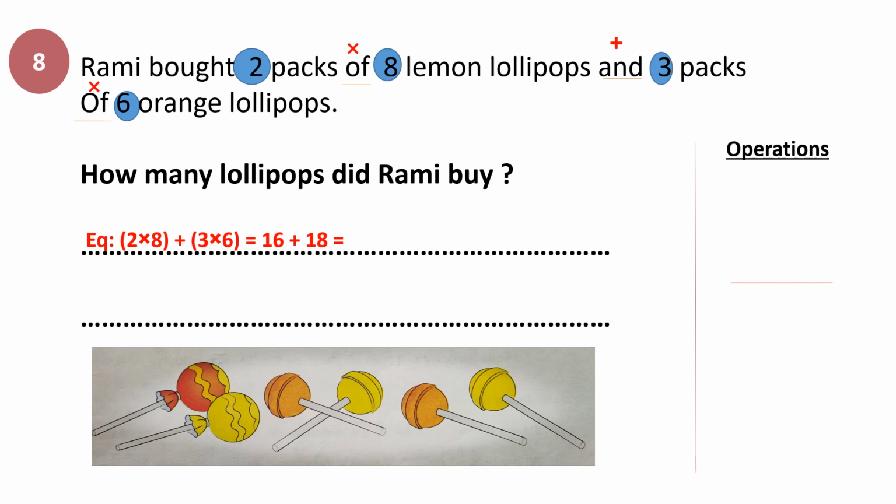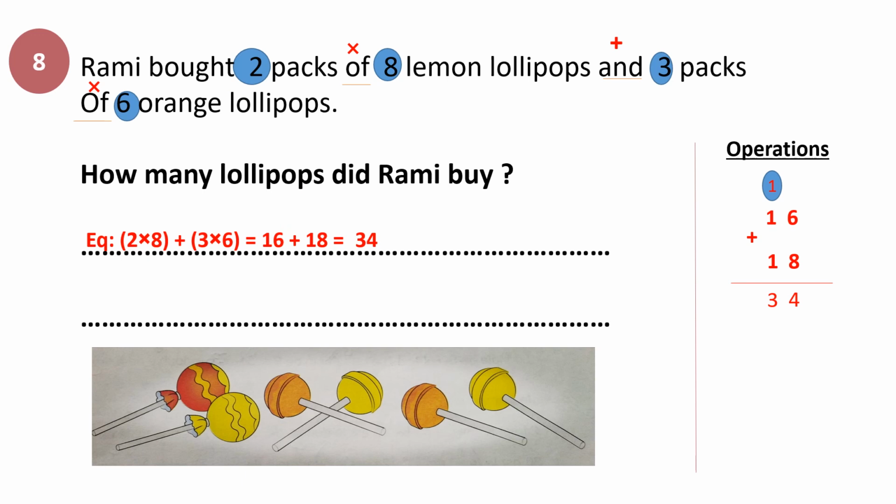So I should do the operation. I put 1s under 1s and 10s under 10s. 6 plus 8 equals 14. So I write 4 and I carry 1. 1 plus 1, 2. And I have 1, 3. So the answer is 34.